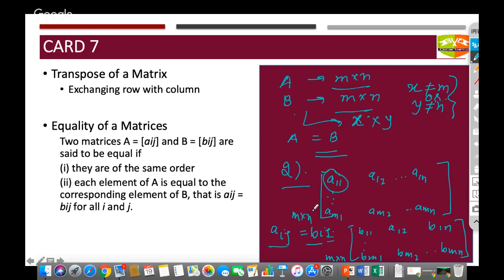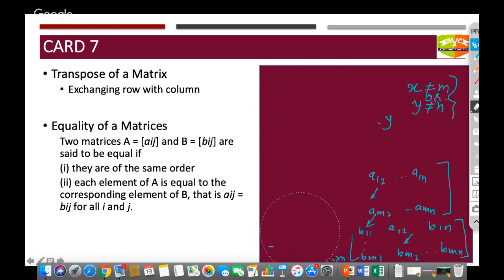So you take the first row, first column element here, and here you also have to take the first row, first column element. Here you are taking the fifth row, fourth column element, so here also you have to take the fifth row, fourth column element. So it means that you cannot change the corresponding position of the element. It has to be the same always.